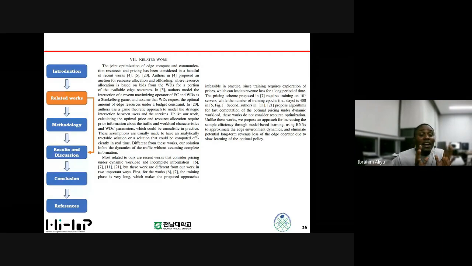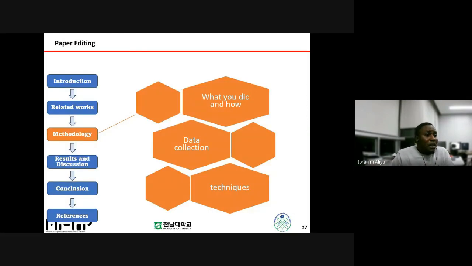So this is why I really like them. You could check their works. They are really clear. So if you write your paper in this way, it's even easier. You are also aware of what you are doing. So then methods, what did you do? How did you do it? How did you collect the data? What are the techniques? This is what is expected.